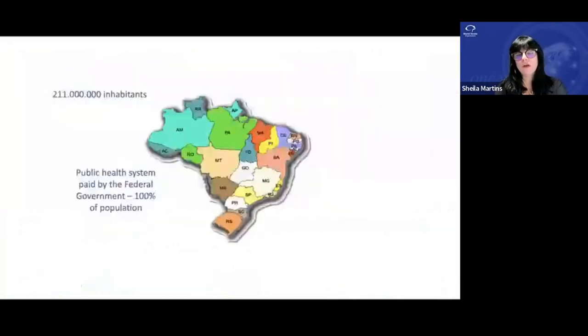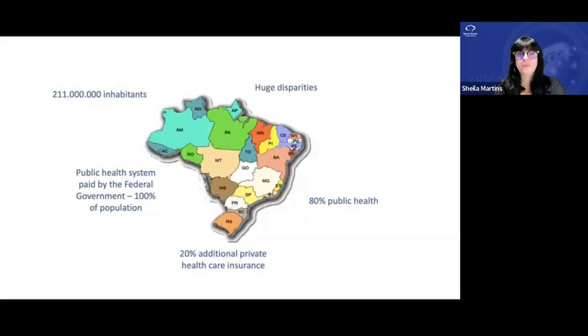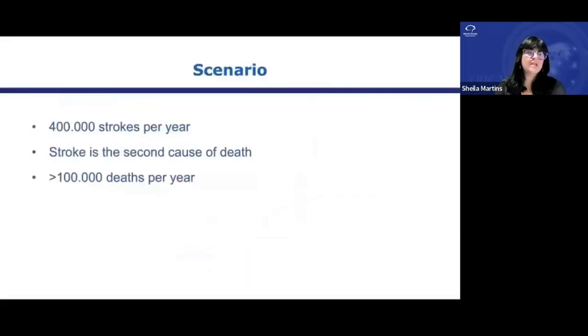Why implement in Brazil? We have a country with more than 200 million inhabitants with public health system paid by the federal government to 100% of population. 20% of population have additional private health care insurance, so 80% of population depends on the public health system. We have more than 400,000 strokes per year. Stroke is the second cause of death with more than 100,000 deaths per year.